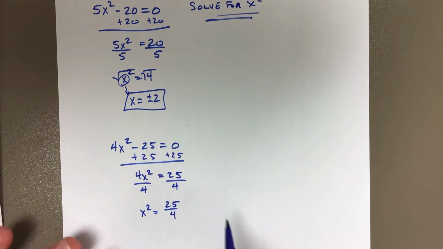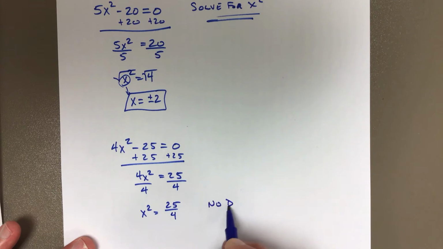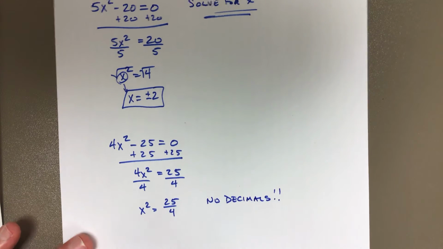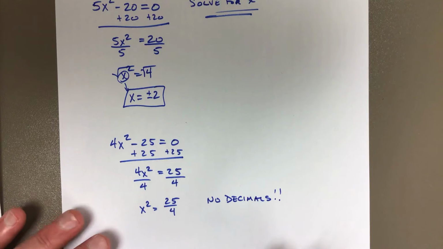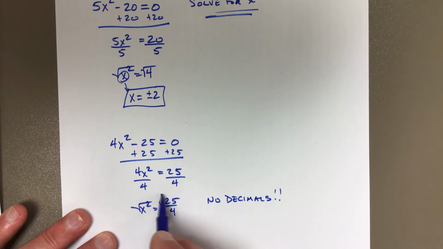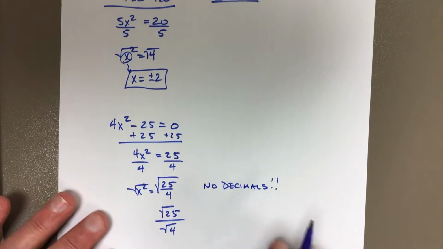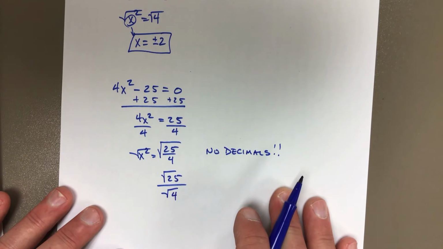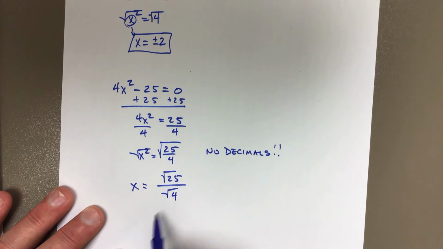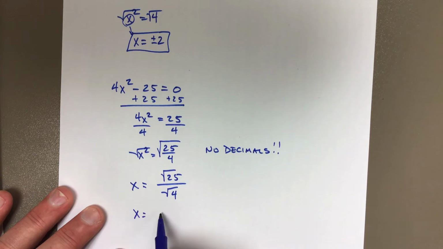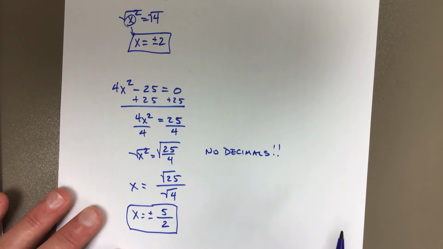Please do not change to a decimal. No decimals. All right, so what's going to happen here is you're going to take the square root. Well, when I take a square root of a fraction, I'm really having two square roots, the square root of 25 and the square root of 4. That's what it means. Well, what is the square root of 25? Well, that's 5, and the square root of 4 is 2. So remember that we want both plus or minus, and so we're done.